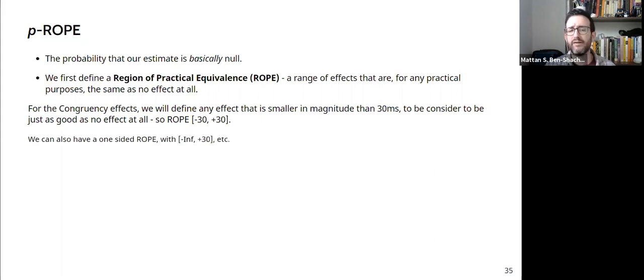I'll just say that we can have a one-sided ROPE. For example, any effect that is smaller than 30 milliseconds, I will consider to be just as good as no effect at all. We can think in the context of treatment: if my treatment is bad, I'm not interested in how bad it is. As long as it's not beneficial, I would consider it bad. So this is something that's possible. I won't be doing that here.